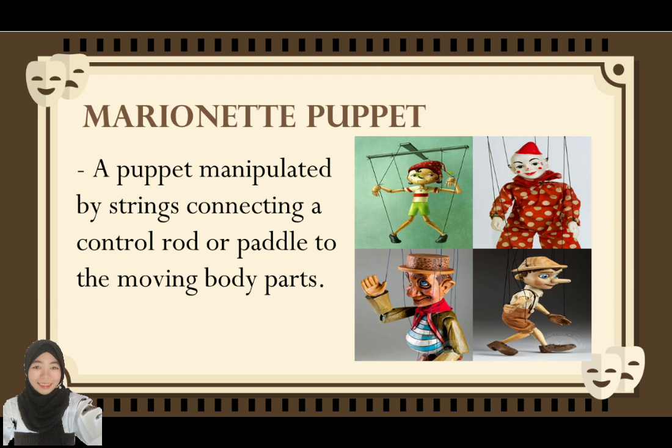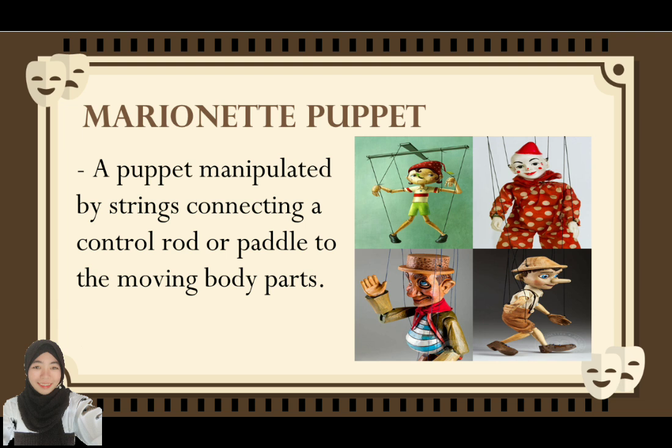So, this kind of puppet, the marionette puppet, is controlled by strings or wires attached to its head, arms, and legs. The puppeteer uses a control rod or paddle to move the strings and create lifelike, detailed movements like walking or dancing. Marionettes are known for their realism and flexibility, often used in both traditional and modern performances to tell stories or show complex characters.